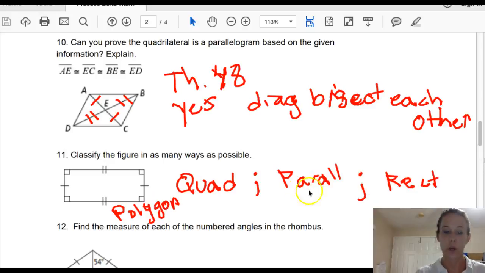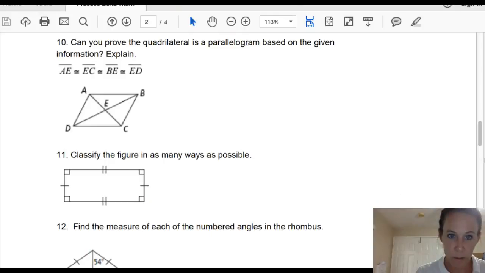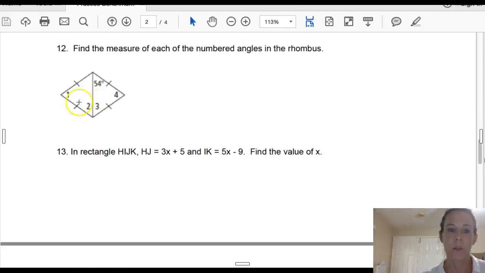All right, going down to number 12. Let me scroll down. We have to know some properties of a rhombus here in order to answer this one. In a rhombus, it's still a parallelogram. I see all 4 sides are congruent. So if I have this side, and this being the transversal, alternate interior angles are congruent. So if that's 54, this is 54.